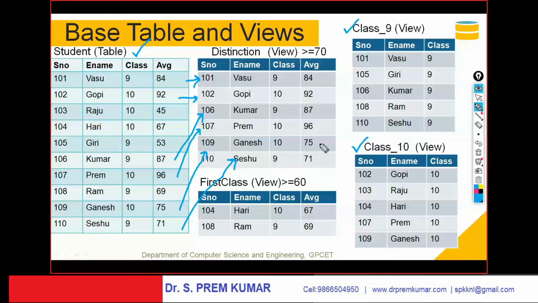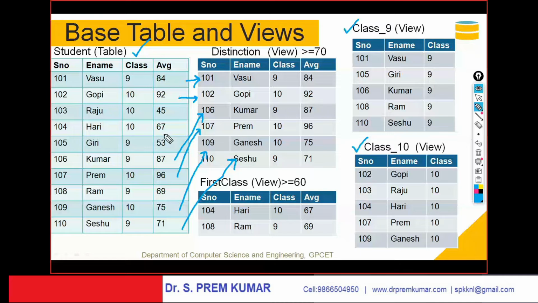Suppose I want to see first class students. First class students are those who are greater than 60 and less than 70. I'll create a view, first class. Whenever I open first class, I'll get this data. 67, Hari. Hari is 67. He is in between 60 and 70. He is a first class student.